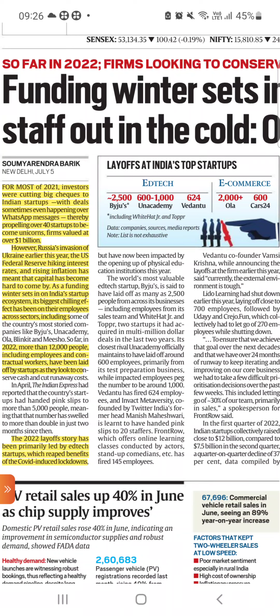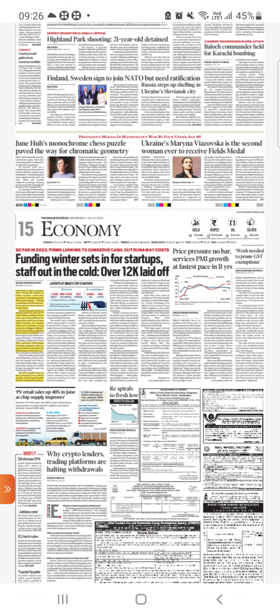So far in 2022, more than 12,000 people, including employees and contractual workers, have been laid off by startups as they look to conserve cash and cut runaway costs. The 2022 layoff story has been primarily led by edtech startups, which reaped the benefits of the COVID-19 induced lockdown. This is what it is all about.